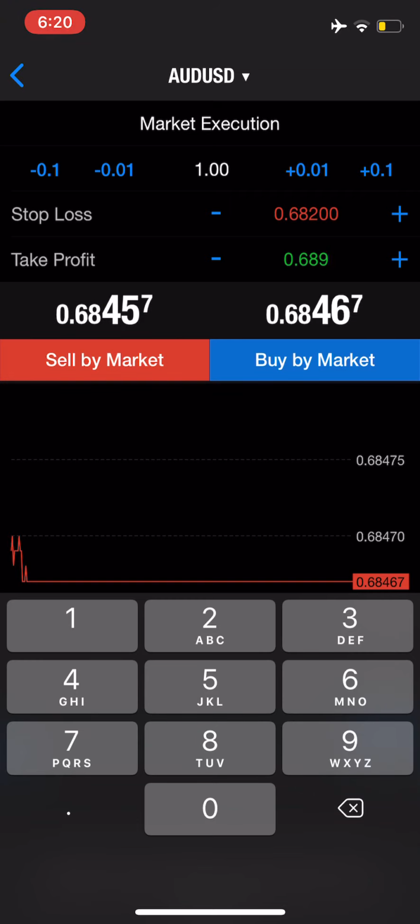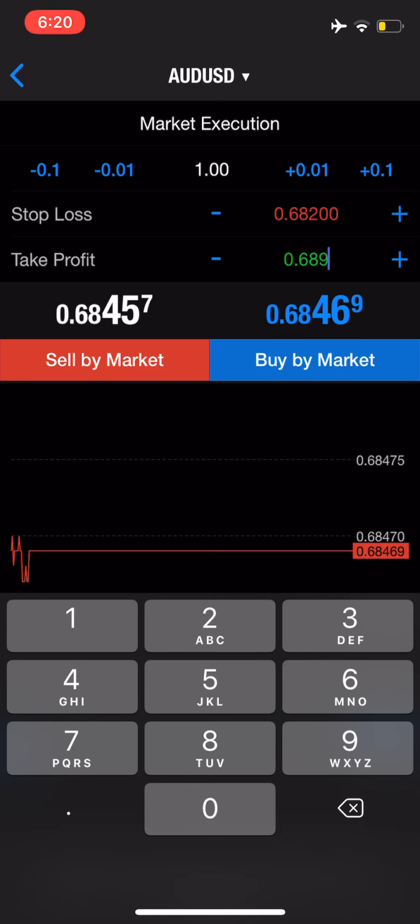So when you join the signal room later, where I send out trades, you would see me say, okay, buy Australian dollar now at this price. This is your entry, the price you're entering at.